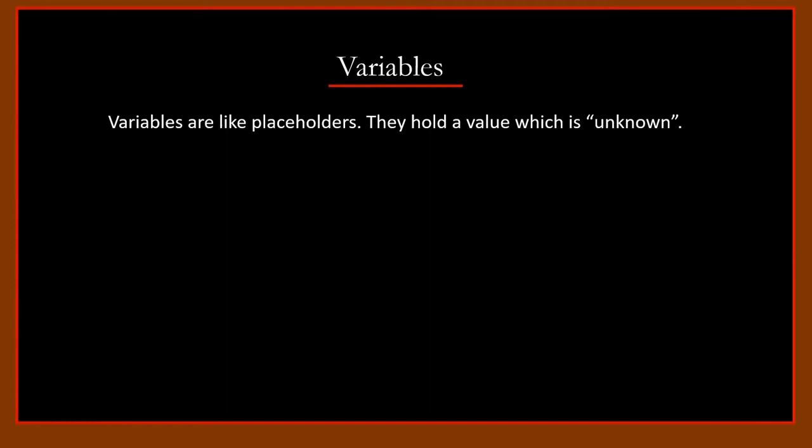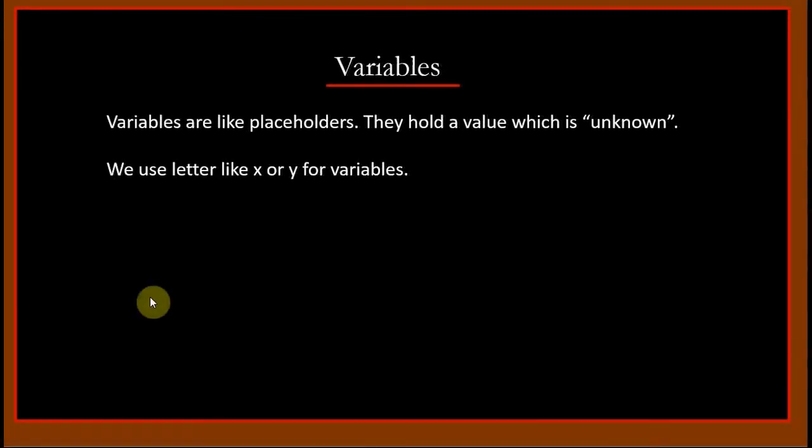Variables are like placeholders. They can hold any value, but we don't know it unless we decide a value for that variable in the expression. That's why variables are called unknowns. You use letters like x or y for variables. You can use any other letter, but mathematicians have used these in the past, so we simply follow the convention.